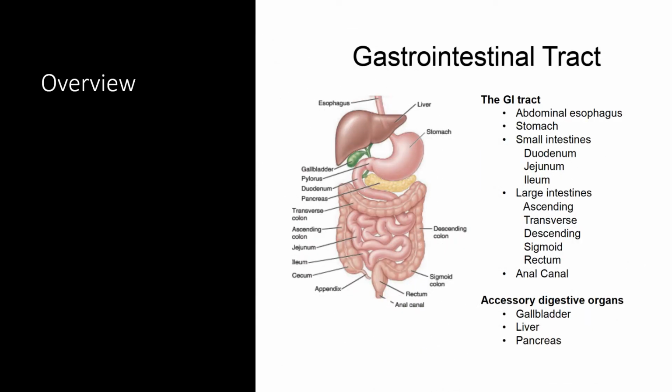Here's an overview of the GI tract. You have your esophagus, which starts distal to the pharynx. You have your stomach, your small intestine, such as the duodenum, the jejunum, and the ileum. You have your large intestines, including the ascending, transverse, descending, and sigmoid colon, as well as the rectum, and you have the anal canal. Your accessory digestive organs include the gallbladder, liver, and the pancreas.